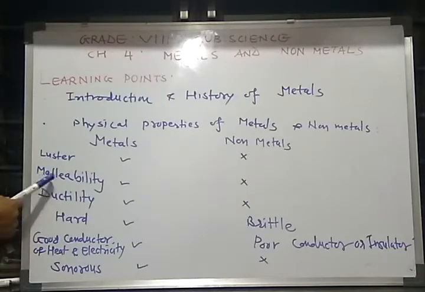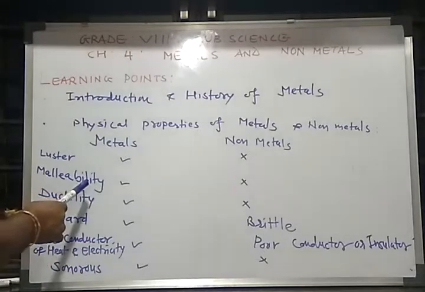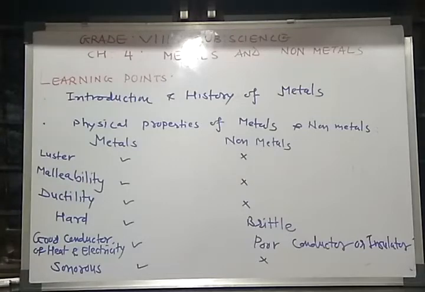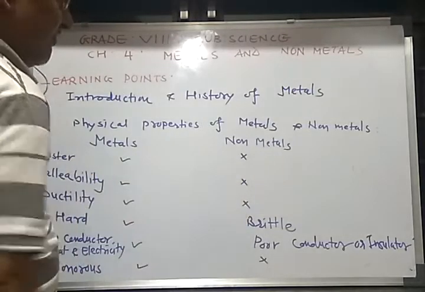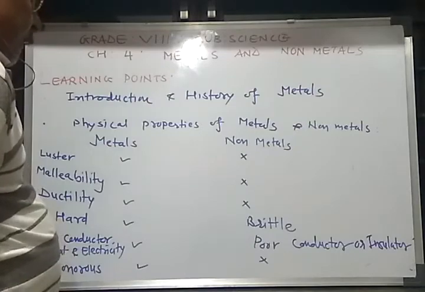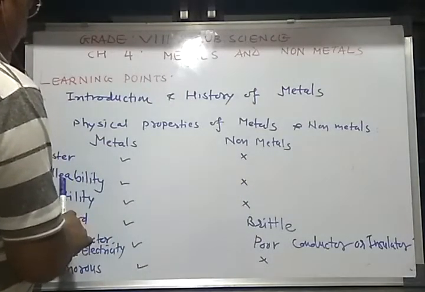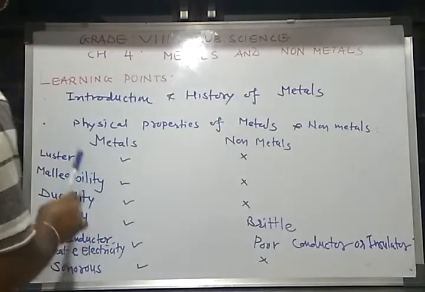Next property, malleability. Malleability means what? Metal can be beaten and prepared into thin sheets. Metals can be hammered into thin sheets. That is malleability. But in non-metals, we cannot do that. Non-metals do not have the property of malleability.